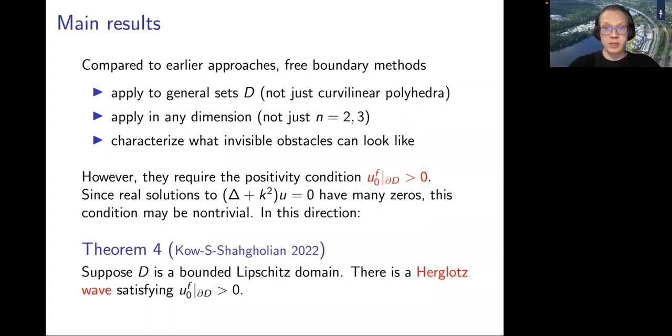But somehow this positivity assumption is the one which should be removed in order to really improve these results, because it might easily happen that an incident wave can vanish at some boundary point of the obstacle, but at the moment these free boundary methods do not seem to be able to handle that situation. That's a very interesting question. Yeah, thanks. Other questions?